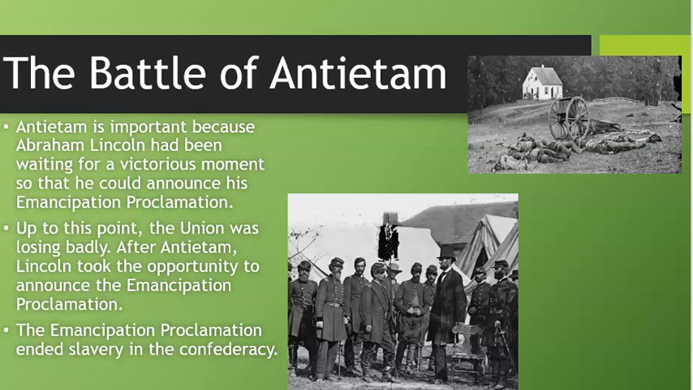Why? Because of the border states. The border states still had slaves, and Lincoln didn't want to lose support from the border states. But it's still a very positive step forward, and on your exit ticket, you'll see the Emancipation. I'll give you a little excerpt of it. And so, Antietam victory leads to Lincoln announcing the Emancipation Proclamation.